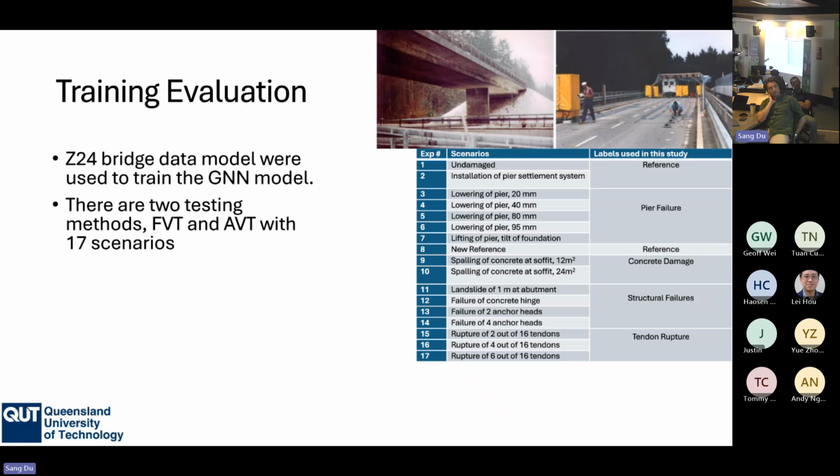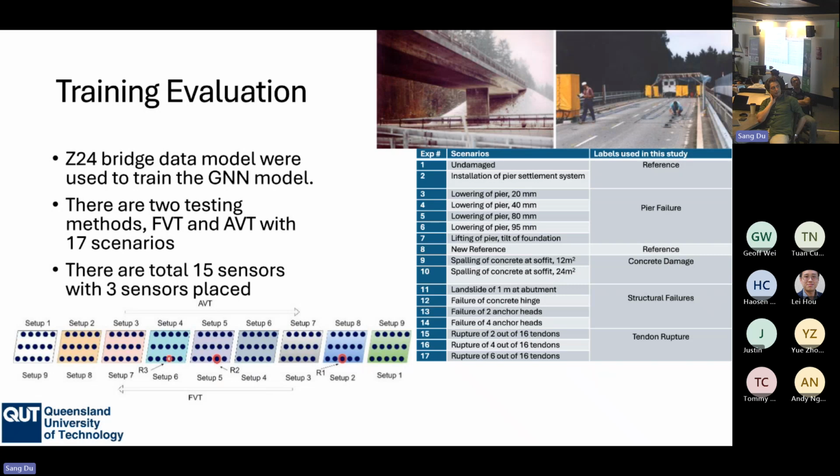These are the labels which I use for my model for the classification: reference, pier failure, concrete damage, structural failure, and tendon rupture. On the deck of the bridge, there are 15 sensors which are distributed over the entire structure in 9 setups, basically with three reference sensors here.